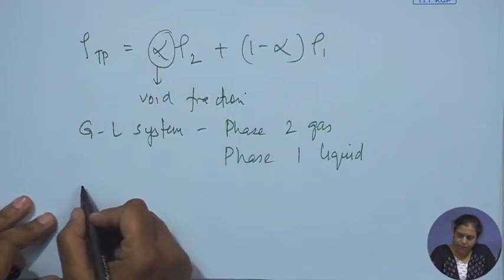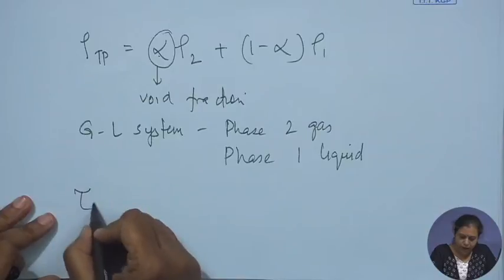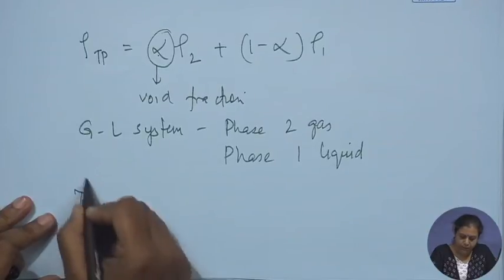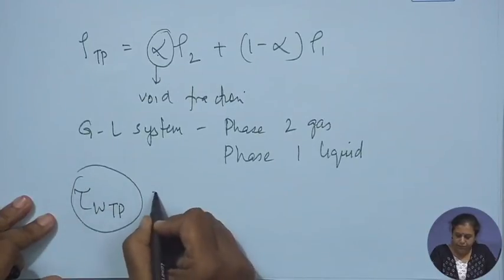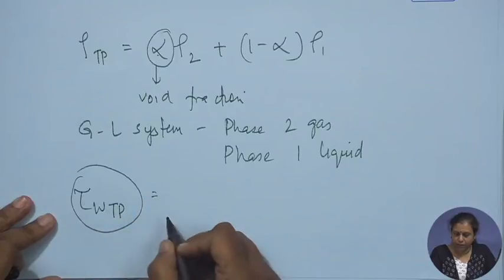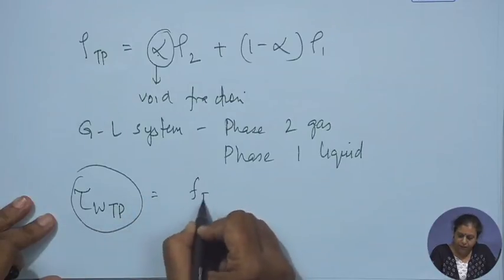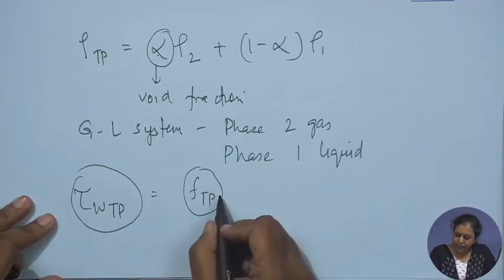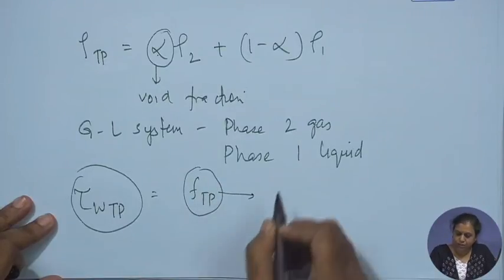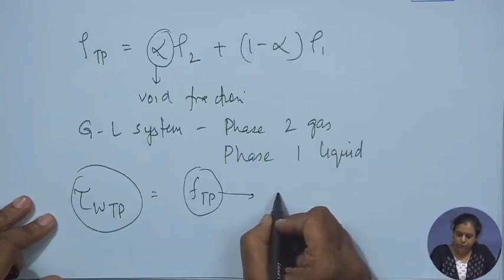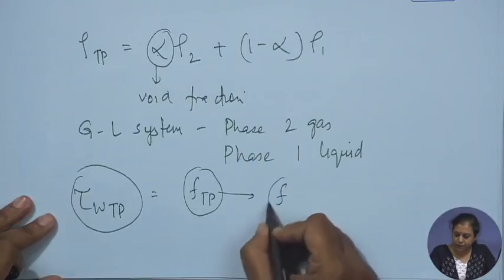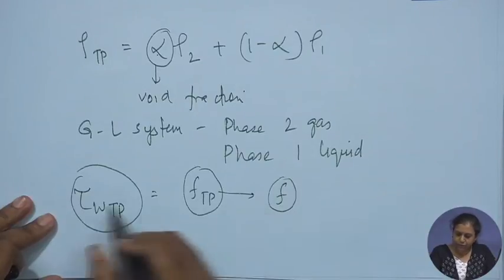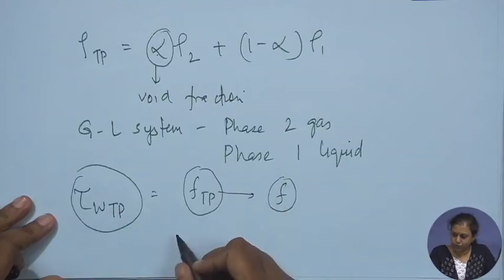What is the next problem that we face? How is tau W TP related, or rather how can it be evaluated? Can we define something like a two phase friction factor? Then in that case, how is this two phase friction factor related with a single phase friction factor which we have? So, this is also not very much known to us.